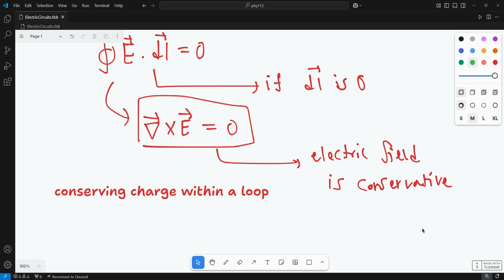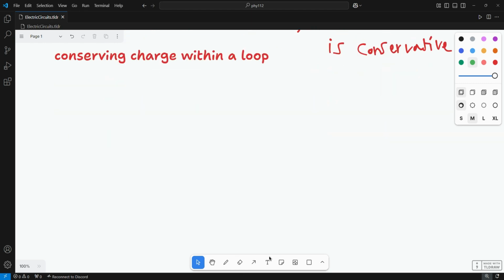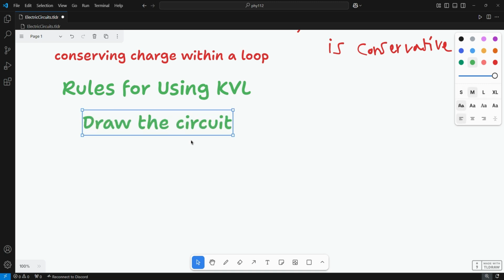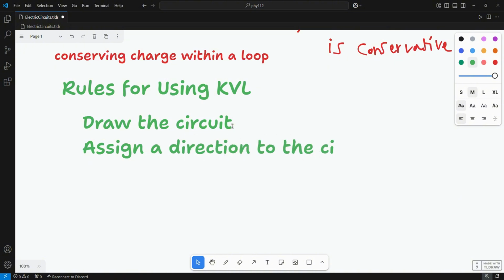So there are a few rules when applying KVL. I'll write them simply. Rules for using KVL. First of all, this is the most important step, we need to draw the circuit. Then we have to assign a direction to the current. Then we have to travel the loop. So these are the main 3 steps.